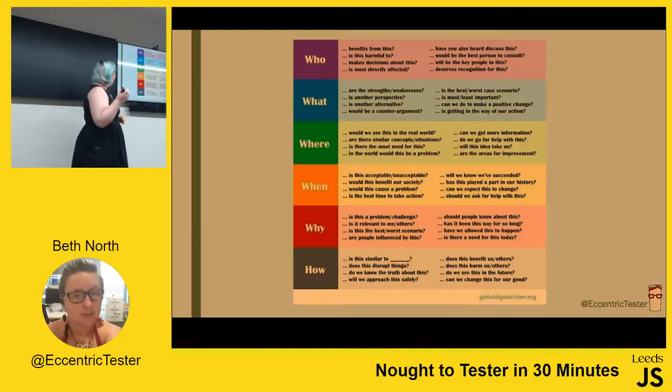I will post this on Twitter afterwards because I've realised it is very small. These help me with unambiguous questions when having conversations, so I can ask: who will be using the system? Is it an older lady? Is it a 20-year-old man? Or is it a child? What will they be doing with the system?